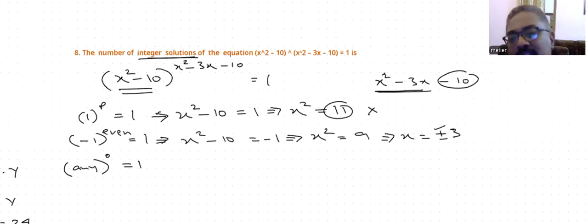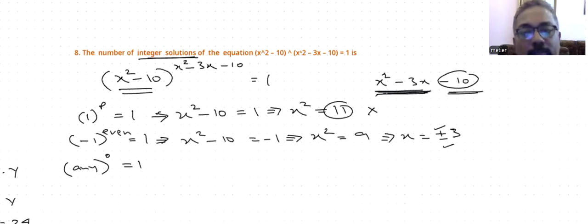Minus 3. Minus 3 square, 9. And it is 3 into minus 3 plus 9. So 9 plus 9, 18, even. 18 minus 10, 8, even. So minus 3 is also accepted. In both the cases, for x equal to 3 and minus 3, power is coming even. So we can count both.